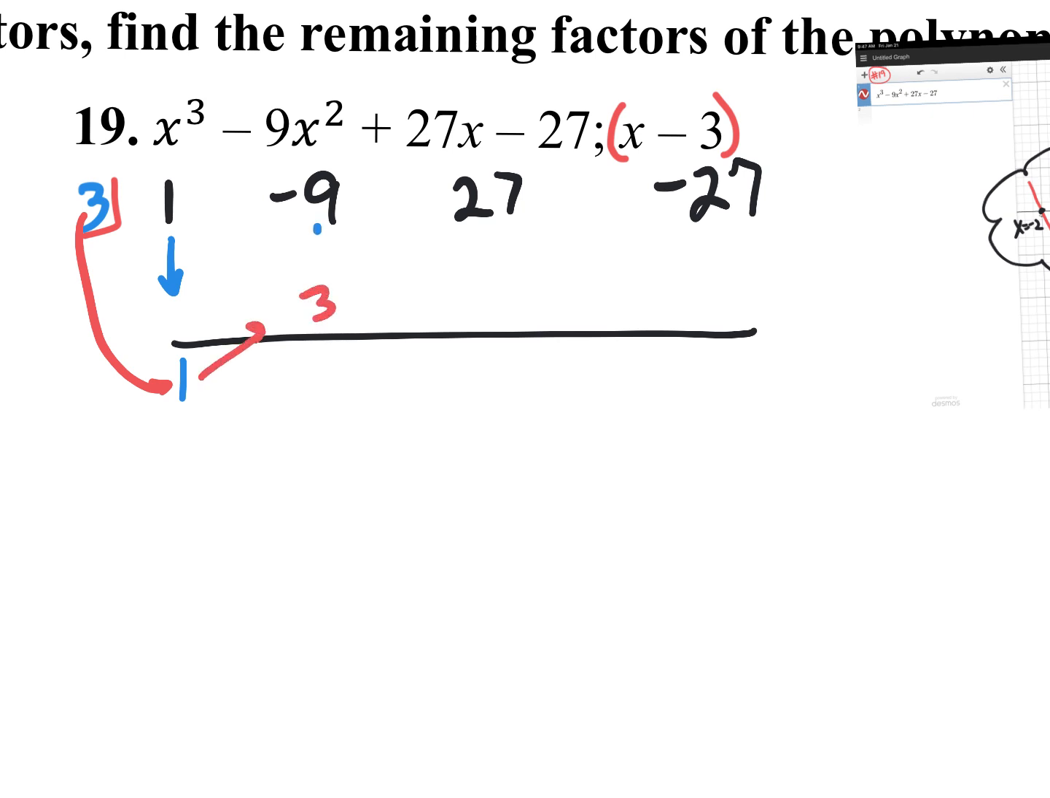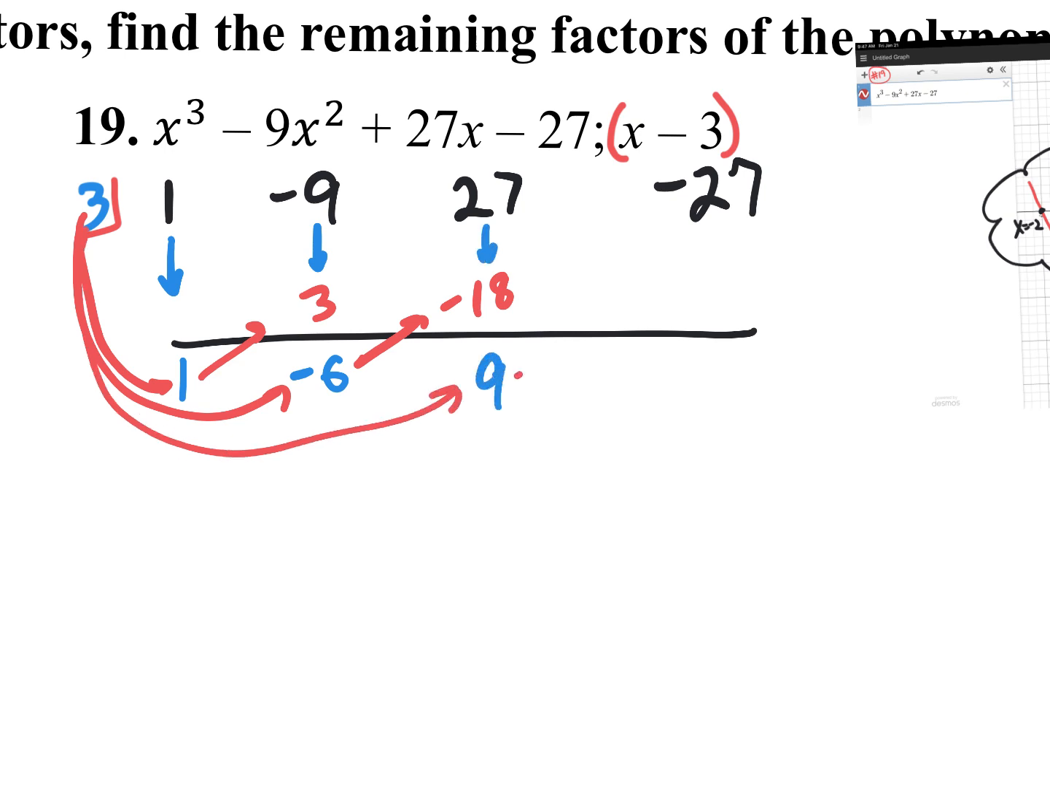As you go down, combine. Negative 9 plus 3 is negative 6. As you go up, multiply. 3 times negative 6 is negative 18. As you go down, combine. We end up with a positive 9 right there. As you go up, multiply 3 times 9. That'll give you a positive 27. And of course, the remainder is 0.